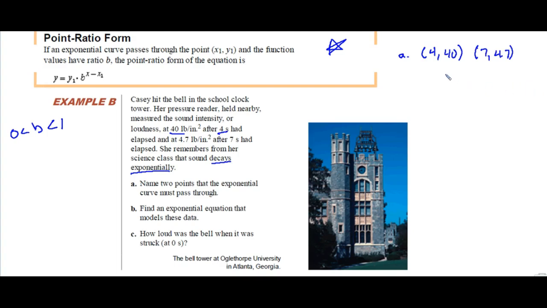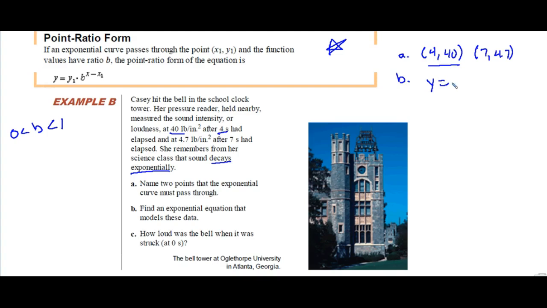So now let's see if we can find an exponential equation that models these data. First of all, if we want to use point ratio form, we have to pick a point, and it doesn't matter which point you pick, and then we have to find the ratio, the value b, that will go in there. So let's just for right now say this is our value.